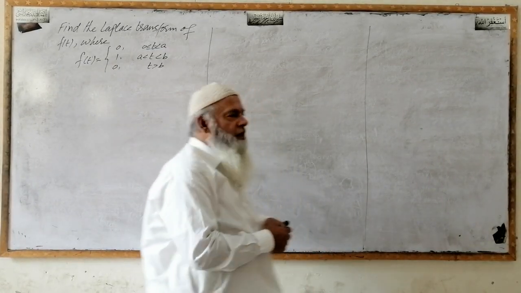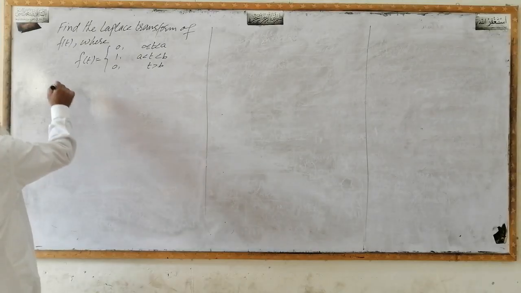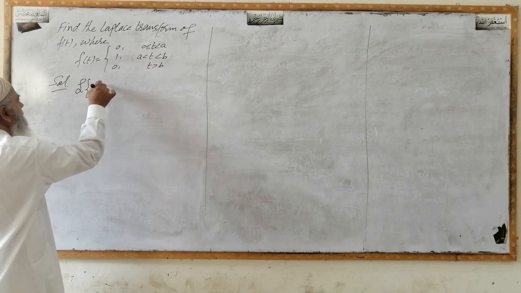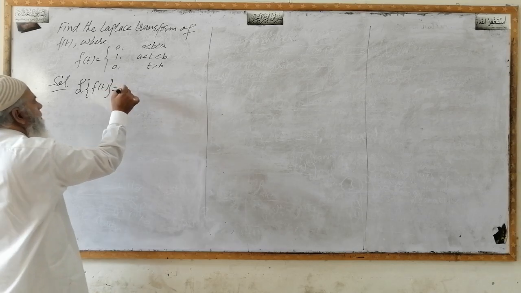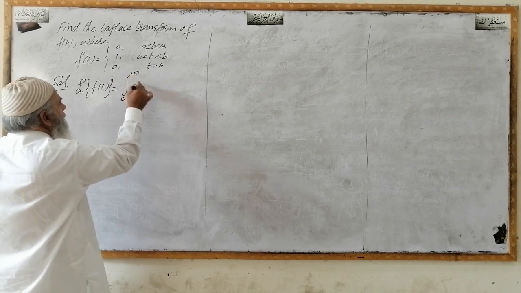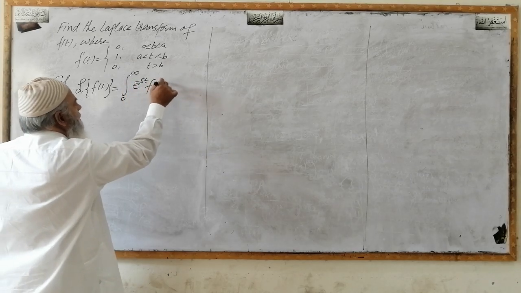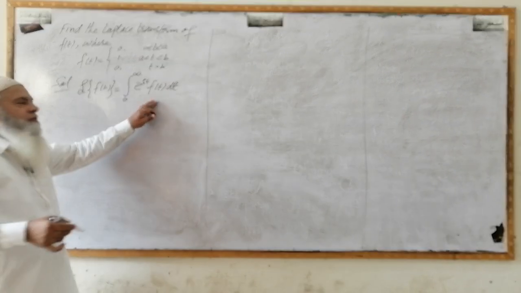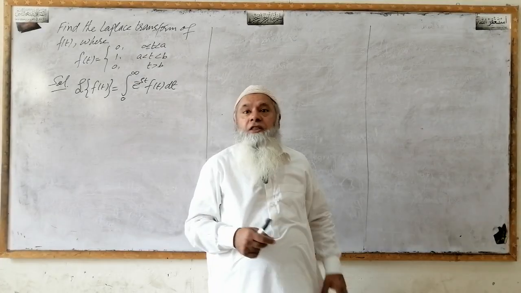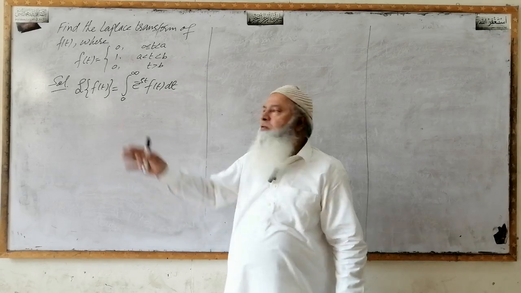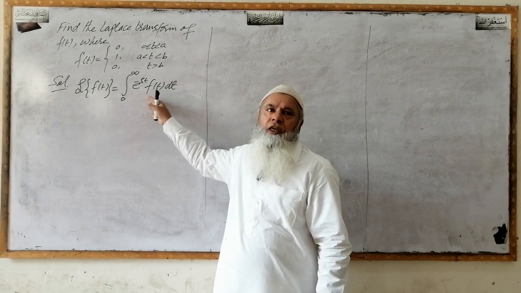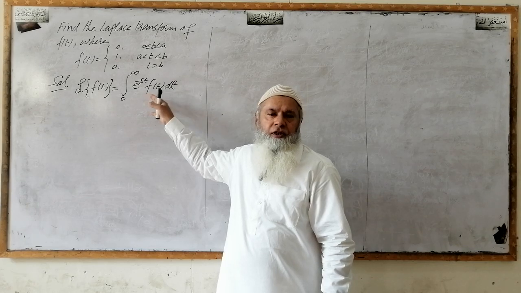Now how can you find the Laplace transform of this function? First of all, write the formula of Laplace transform of f of t. What is the formula? Integral 0 to infinity e raised power minus s t f of t dt. Now tell me which value of f of t can be inserted here. While f of t is split into three parts, which value should I use here?